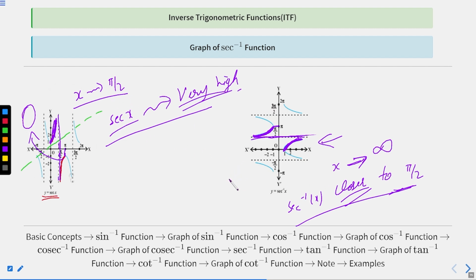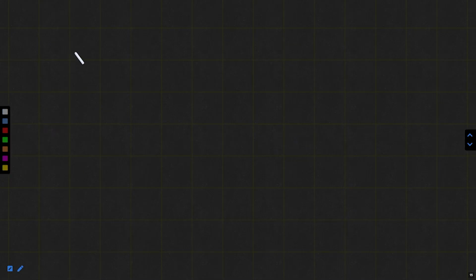Okay, so I hope that you understood the things over here very clearly. Without any issue, you can make the graph for sec inverse x. Okay, so let me recall once again. For sine, we know we took this. The graph was like what? If you recall, can you recall?